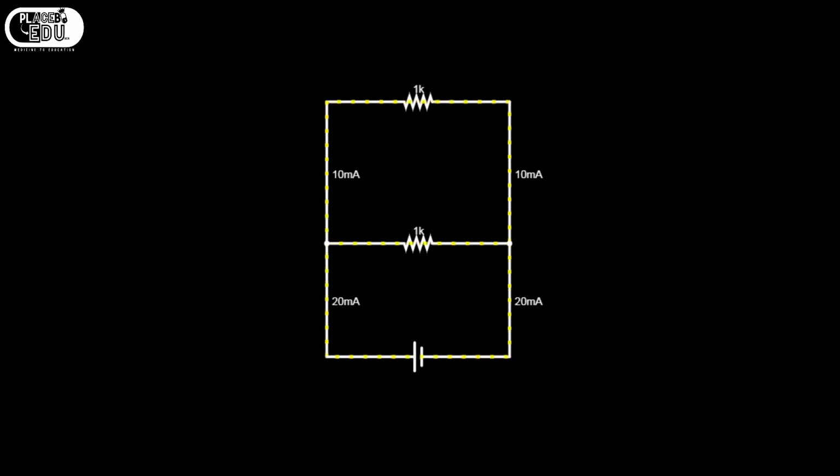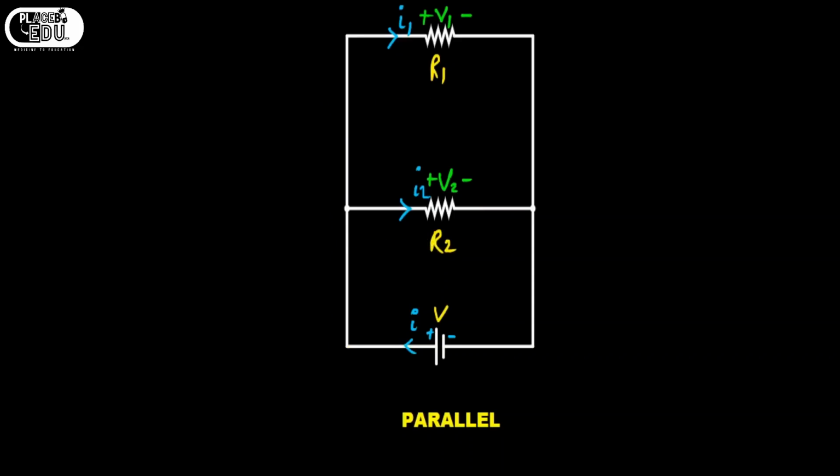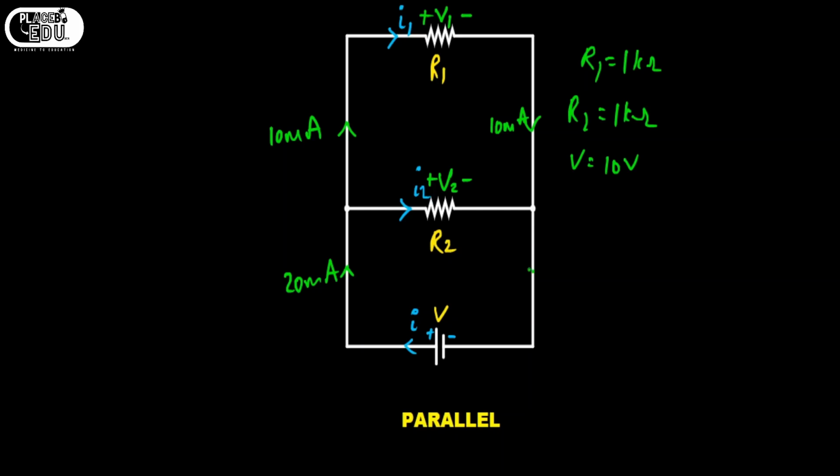I'm going to write all these in our circuit. So considering our circuit, from the simulation we have R1 equals 1 kilo ohm, R2 equals 1 kilo ohm, and V equals 10 volts. Then we got here 10 milliamps and here 10 milliamps, and this is 20 milliamps and this is 20 milliamps.